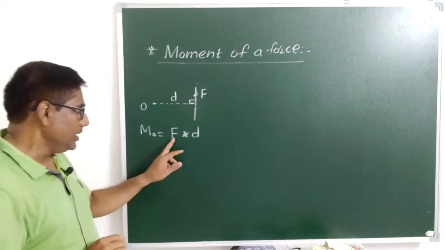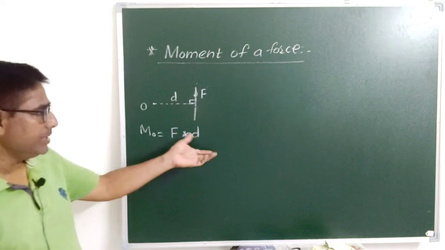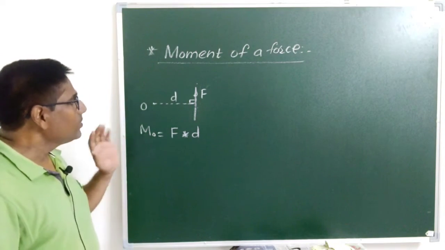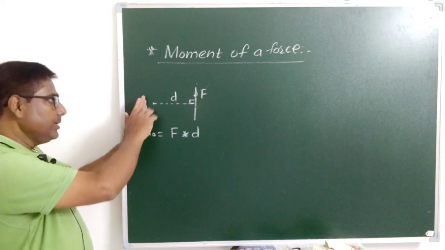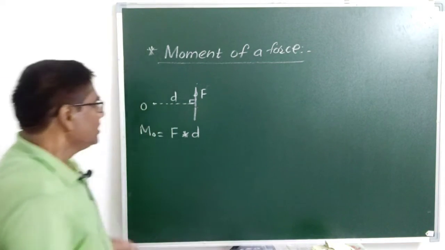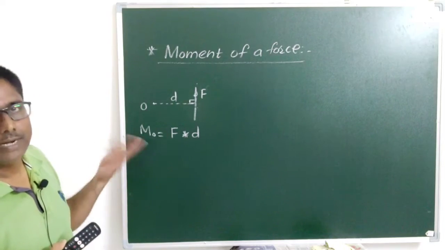Its unit is Newton meter. Unit of force is Newton, unit of distance is meter, so Newton meter. Now, there are four possible cases. One is force acting to the right of given point and it is acting in upward direction. Now, let us see whether this force will produce clockwise moment or anti-clockwise moment.